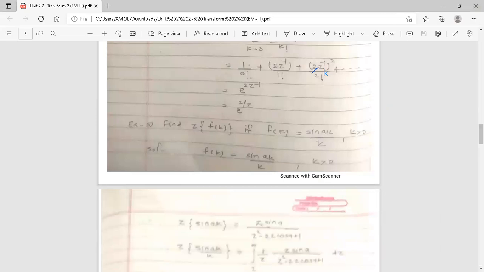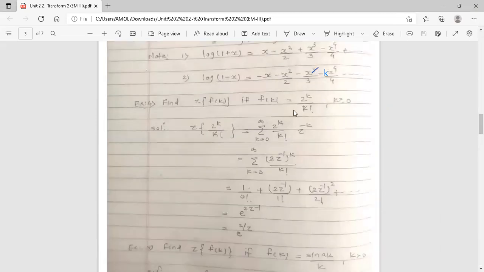This is the transform of the sequence 2 raised to k upon k factorial when k is greater than or equal to 0. Now find the transform of f of k if f of k is equal to sin a k upon k, k strictly greater than 0.